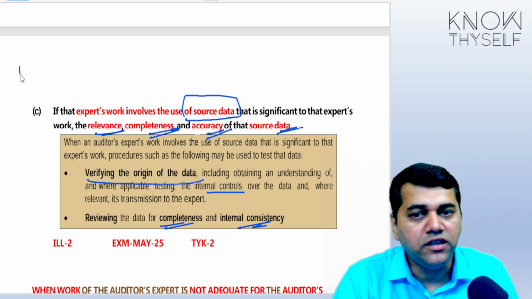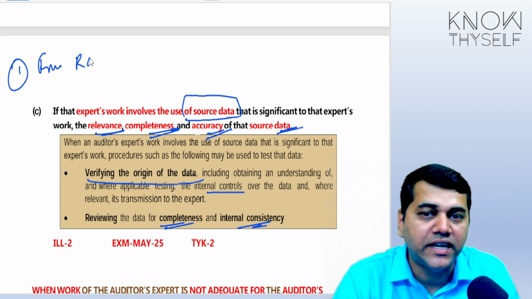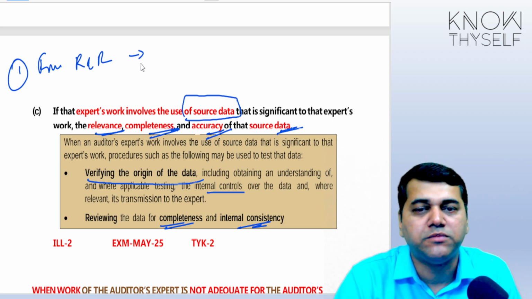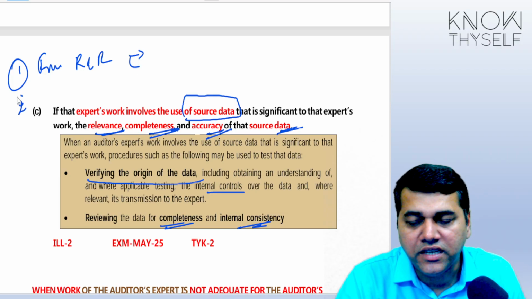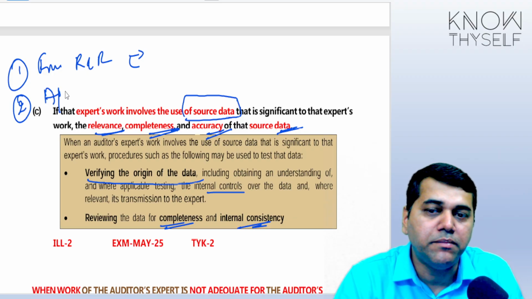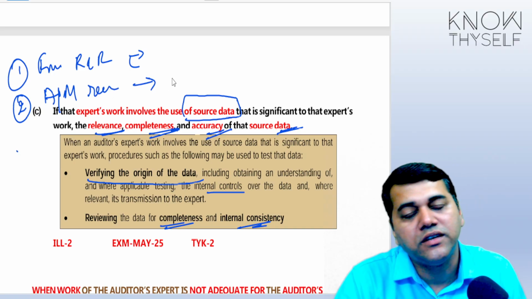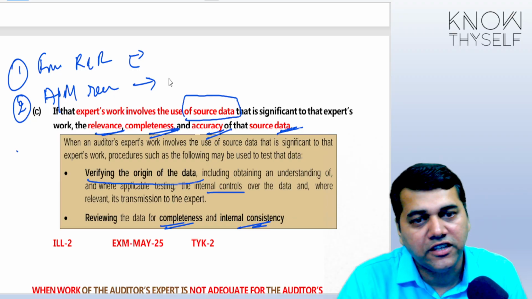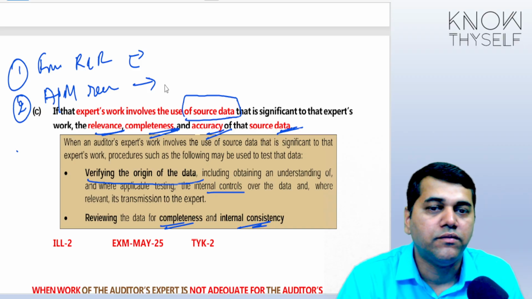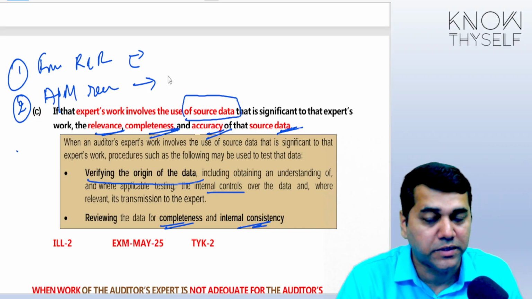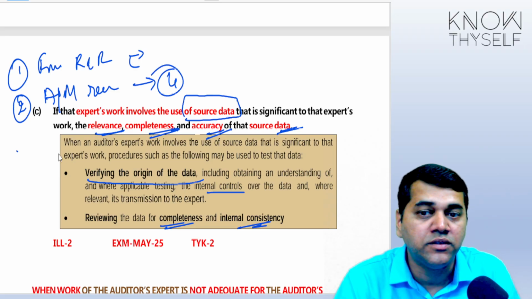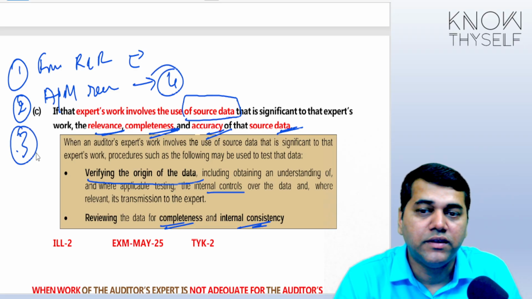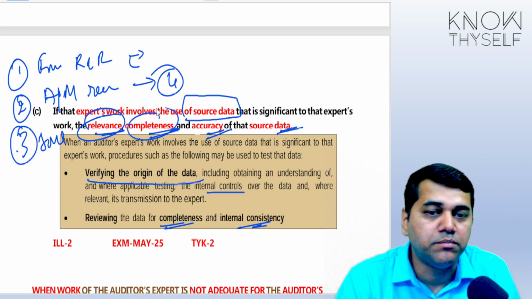So first, you will evaluate whether the findings are relevant and reasonable, by inquiring with the management, a third party, or another expert. Second, you will check whether the assumptions and methods are reasonable. What do you mean by this? Whether it is generally accepted in the industry, whether it is consistent with the financial reporting framework, whether they have used any significant specialized models, and whether it is in line with what management has used. These are the four factors you evaluate. And the third one is whether the source data is relevant, complete, and accurate.